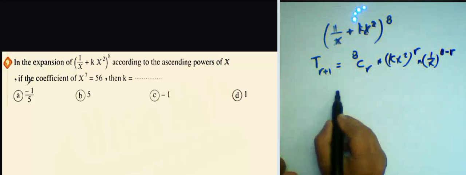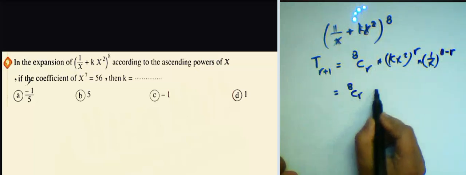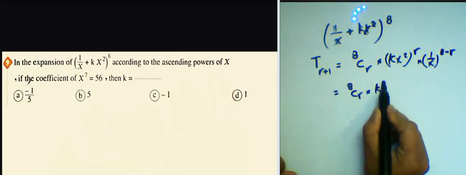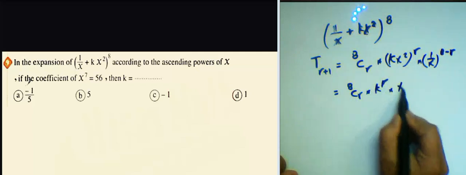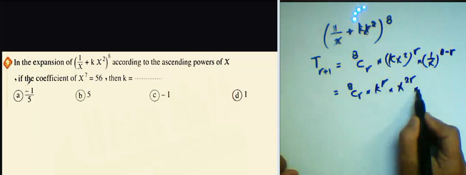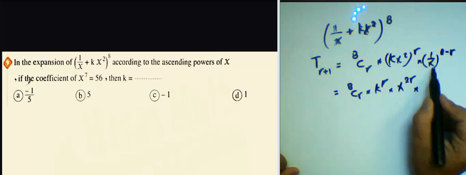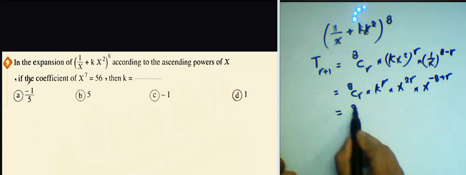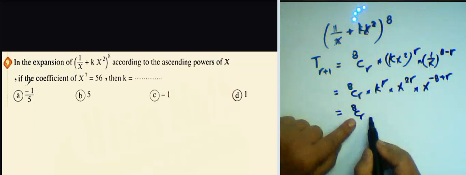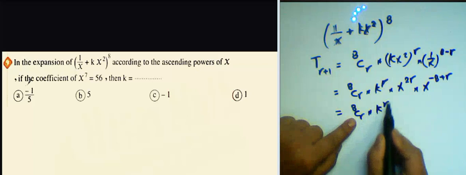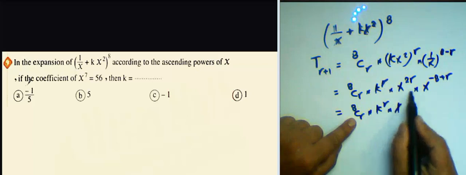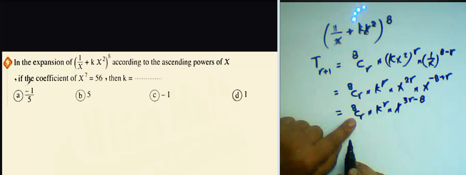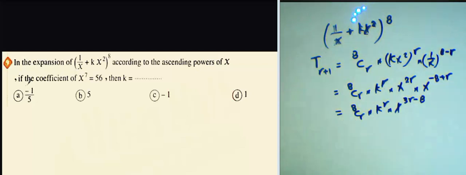Okay, we can simplify it here. 8 combination r multiplication k power r multiplication x power 2r, multiplication by x power negative 8 plus r, and then you can simplify it: 8 coefficient combination r multiplication k power r multiplication x power 2r plus r, 3r minus 8. And we must choose what the question tells us: in this example, the coefficient of x power 7 equals 56.